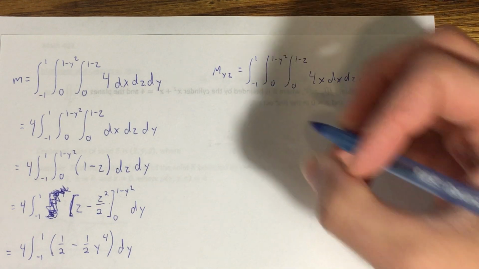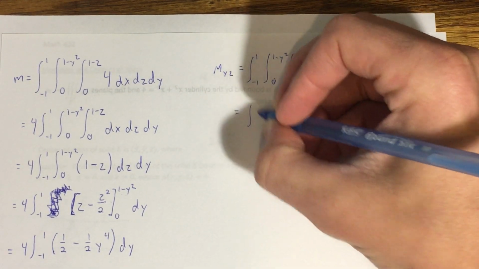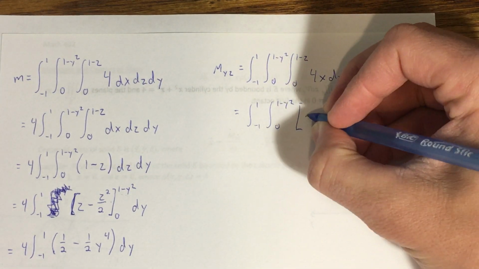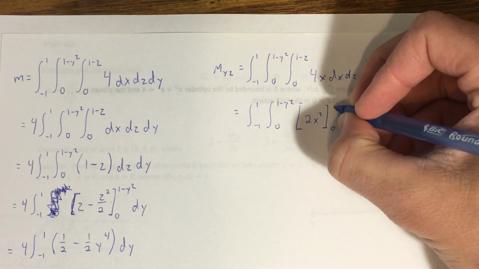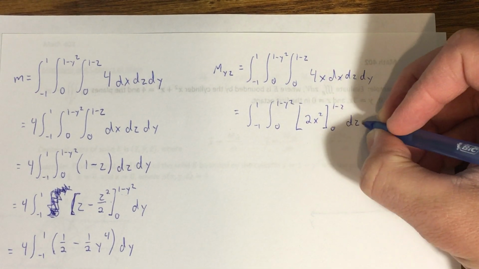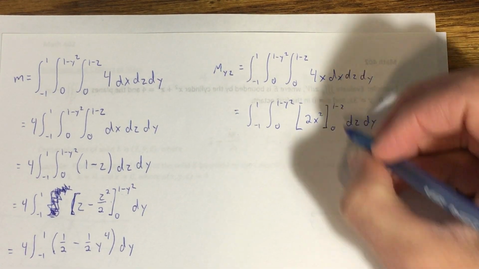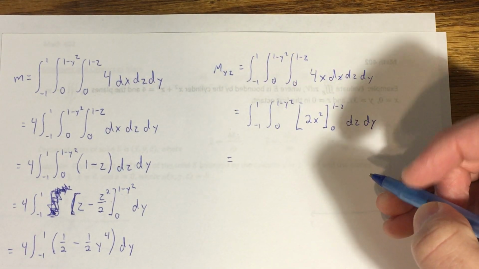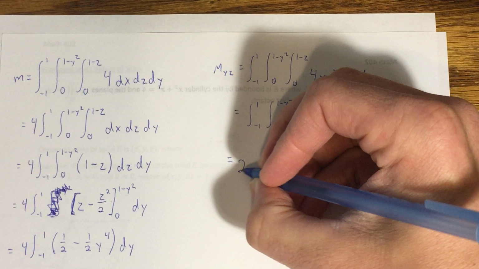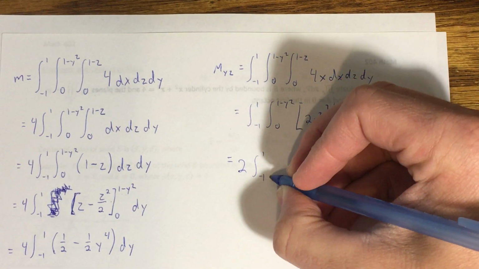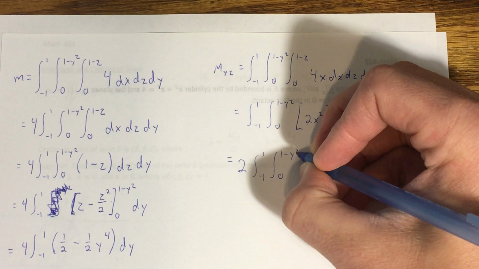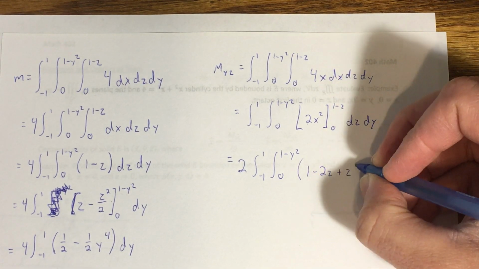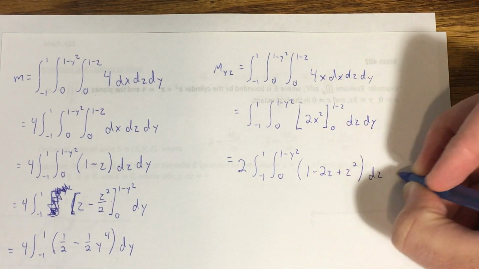Okay, so I just go through the steps of integrating this. If I integrated with respect to x first, it's going to look like this, 2x squared from 0 to 1 minus z, dz dy. We plug in 1 minus z and 0, but 0 doesn't really do anything. In fact, I'm also going to pull this 2 out of the integral just to keep things a little simpler. Integral from -1 to 1, integral from 0 to 1 minus y squared. And then I'm squaring this, so that's going to be 1 minus 2z plus z squared dz dy.